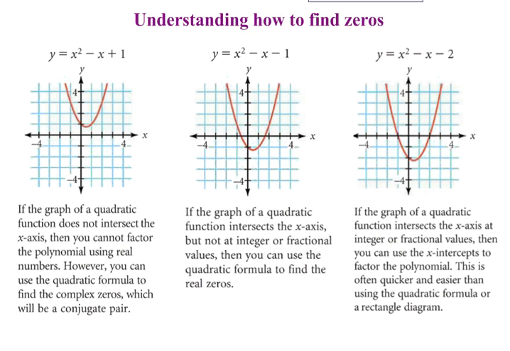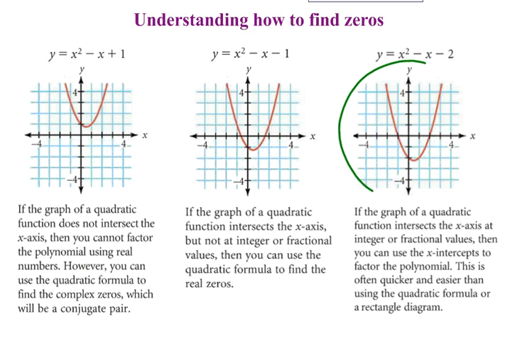In the second graph, we can see that that parabola does cross the x-axis, but it doesn't cross at very clear points. You can't estimate what that number is. You also cannot estimate what that number is. So it says, if the graph of a quadratic function intersects the x-axis, but not at integer or fractional values, then you can use the quadratic formula to find the real zeros. This is also something that we've already done.